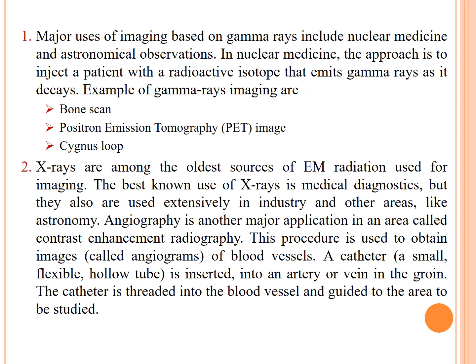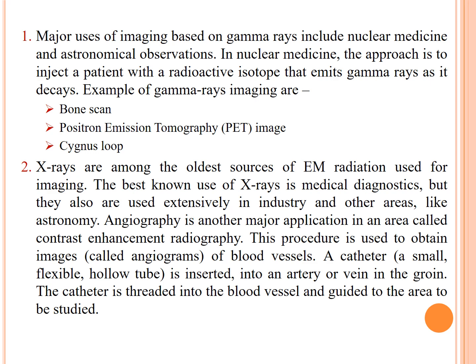Number 1. Major uses of imaging based on gamma rays include nuclear medicine and astronomical observations. In nuclear medicine, the approach is to inject a patient with a radioactive isotope that emits gamma rays as it decays. Examples of gamma ray imaging are the bone scan, the positron emission tomography image, that is the PET image, and the next is the Cygnus Loop.